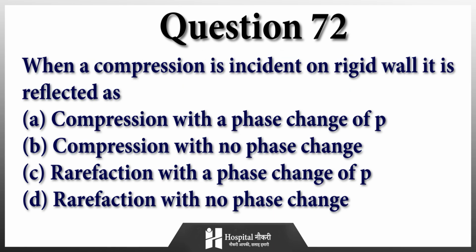Next question is, when a compression is incident on rigid wall, it is reflected as compression with a phase change of π, compression with no phase change, rarefaction with a phase change of π, rarefaction with no phase change. The correct answer is A, compression with a phase change of π.